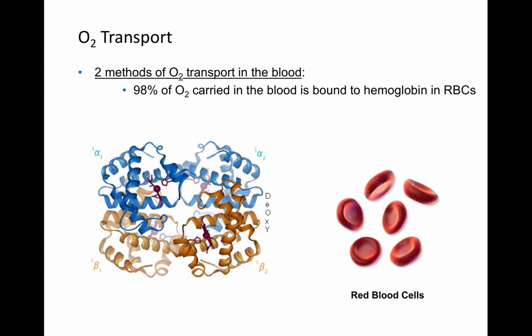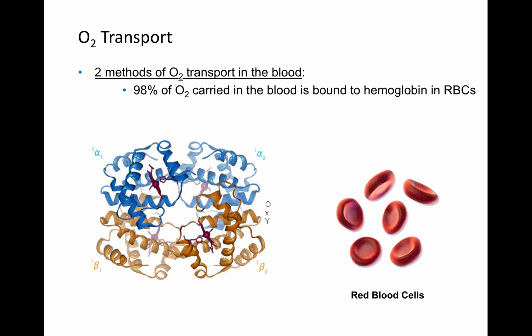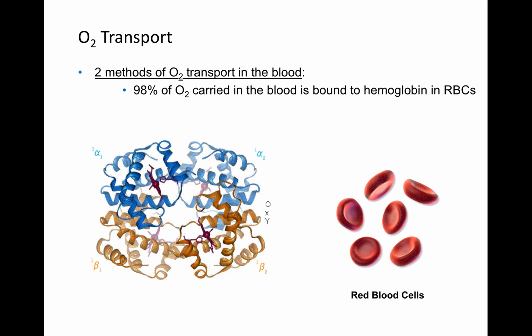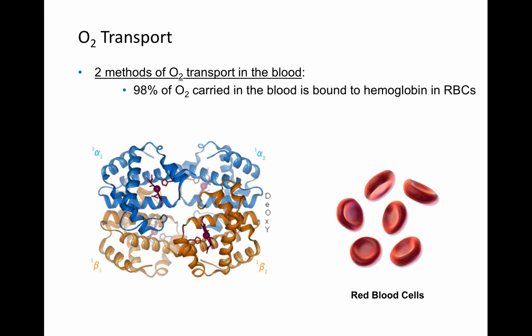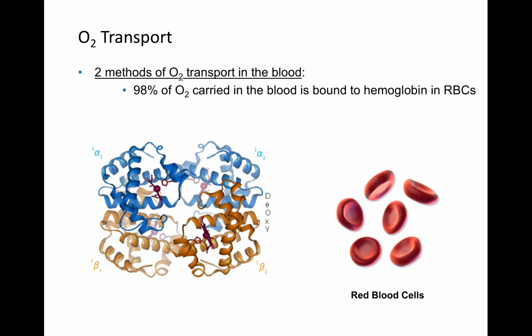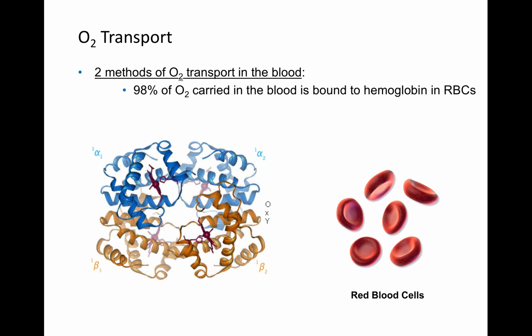So with oxygen, there's two methods of oxygen transport in the blood. And the first one we've encountered quite a few times. This is hemoglobin. Okay, 98% of oxygen carried in the blood is bound to hemoglobin, and hemoglobin is a protein. It's shown here on the left. It has 4 subunits, 2 shown here in blue, 2 in tan or gold. And at the heart of each subunit is what's called a heme group, and the heme group is bound to iron or contains iron. And it's that the oxygen actually binds to. So oxygen can bind to the core of each of these 4 subunits.